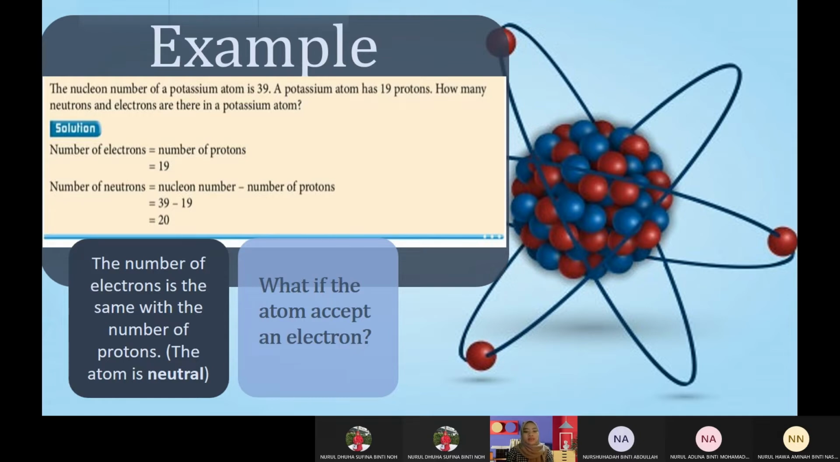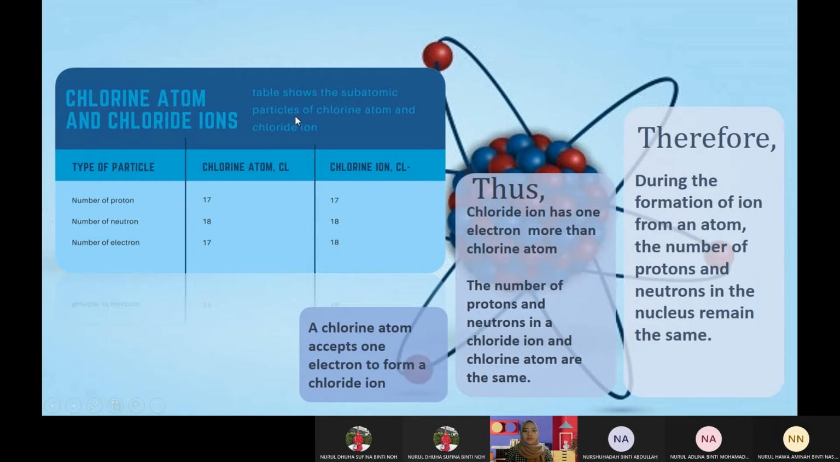If the atom accepts an electron, it is called an anion, and if it loses an electron, it is called a cation. So this is a table that shows us the subatomic particles of chlorine atom and chloride ion. Okay. The number of protons for chlorine atom and chloride ion is the same, which is 17. The number of neutrons for chlorine atom and chloride ion is 18. But for the number of electrons, the chlorine atom has 17 and the chloride ion has 18.